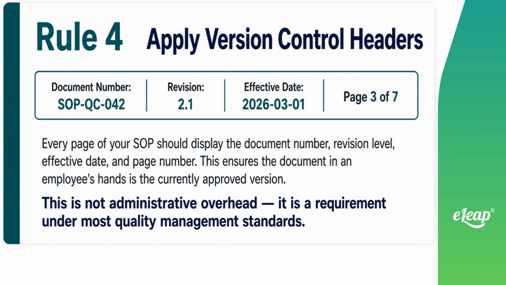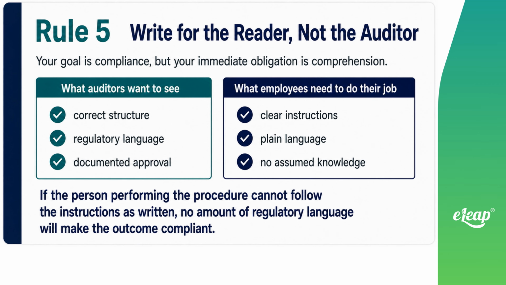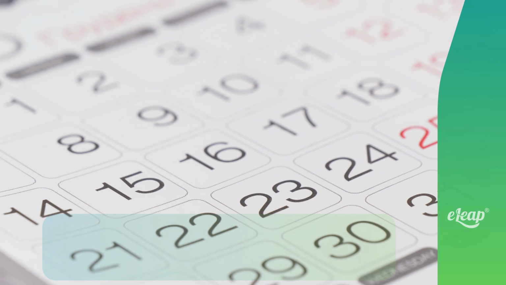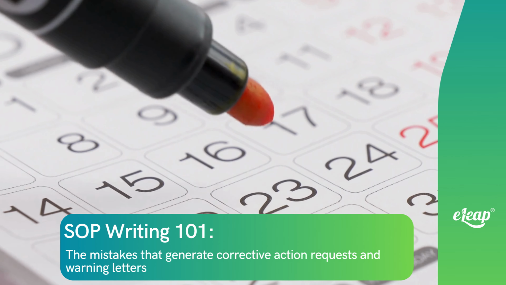It is a requirement under most quality management standards and ensures that the document in an employee's hands is the currently approved version. Rule 5, write for the reader, not the auditor. Your goal is compliance, but your immediate obligation is comprehension. If the person performing the procedure cannot follow the instructions as written, no amount of regulatory language will make the outcome compliant. Let's look at the mistakes we see most often in practice.